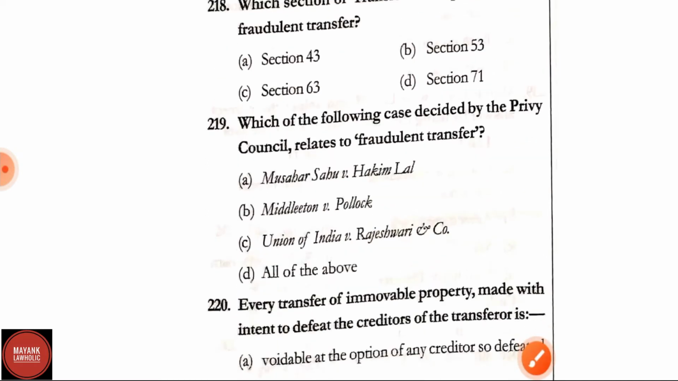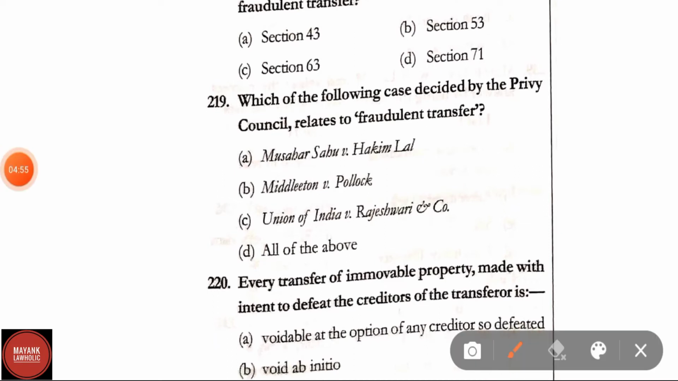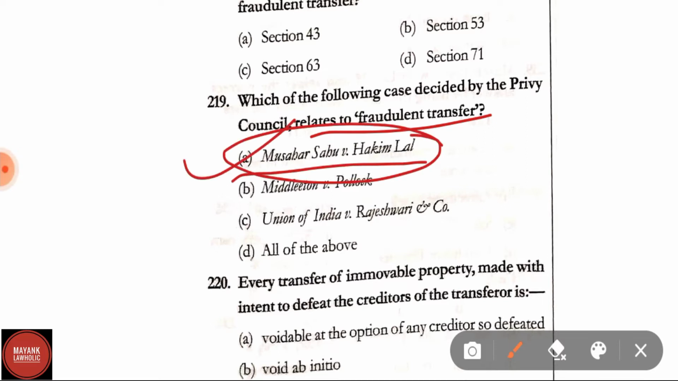Question number 219. Which of the following cases decided by the Privy Council relates to fraudulent transfer? Correct case is Mushahar Sahu versus Hakim Lal. This is the right answer.